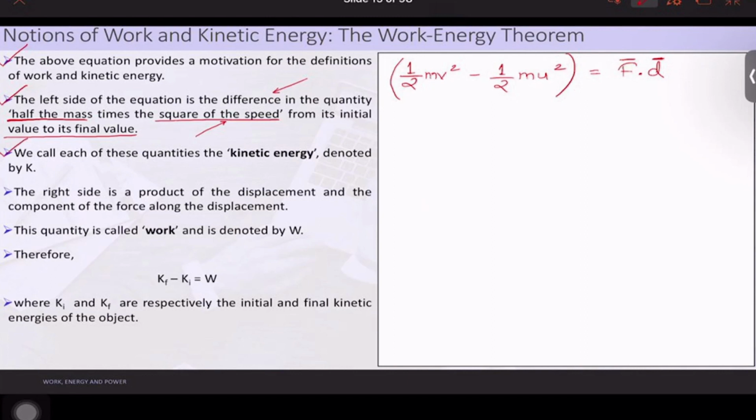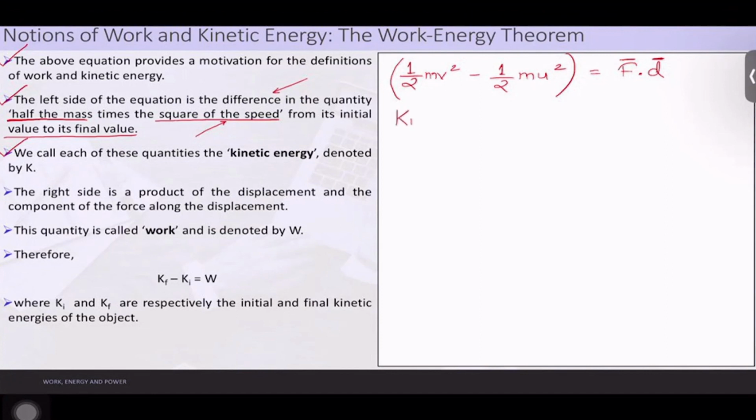We call each of these quantities the kinetic energy. Okay, so basically kinetic energy can be written as nothing but half m v square. V is the velocity here, so basically we can write u also. Therefore, we call each of these quantities the kinetic energy, which is denoted by K. So that is how we denote it. What is the right side?